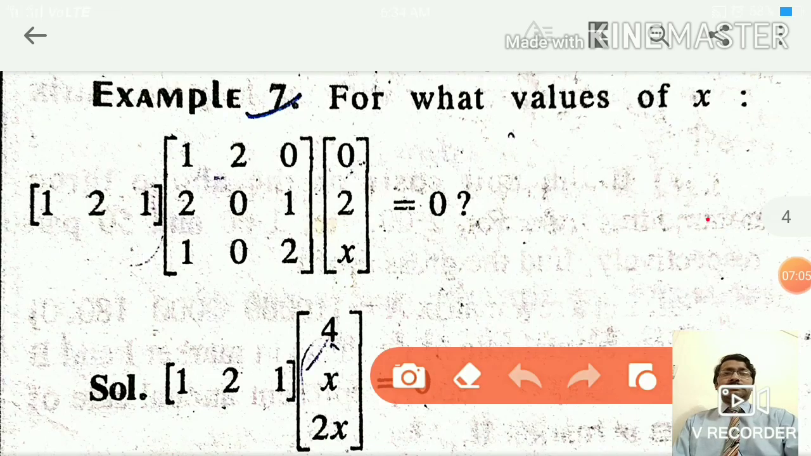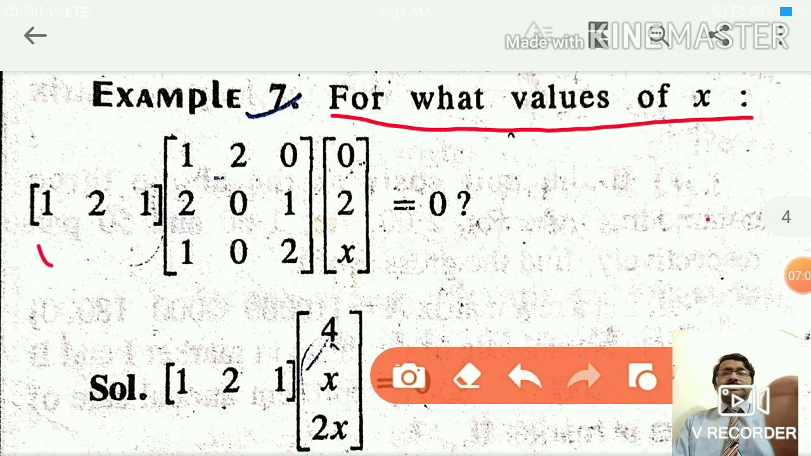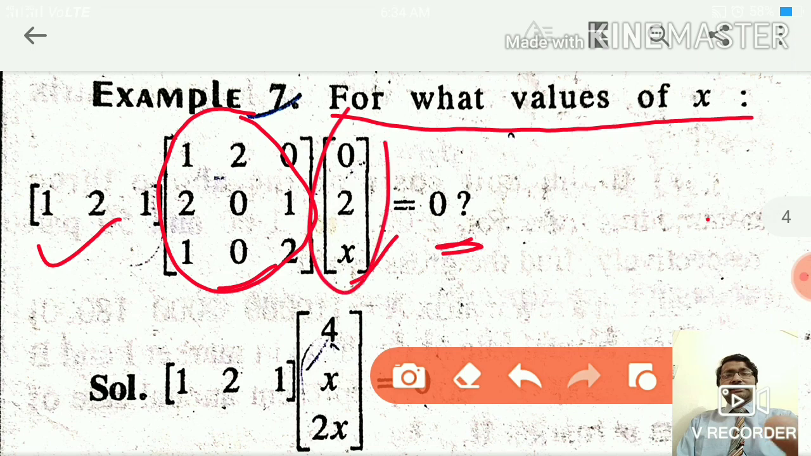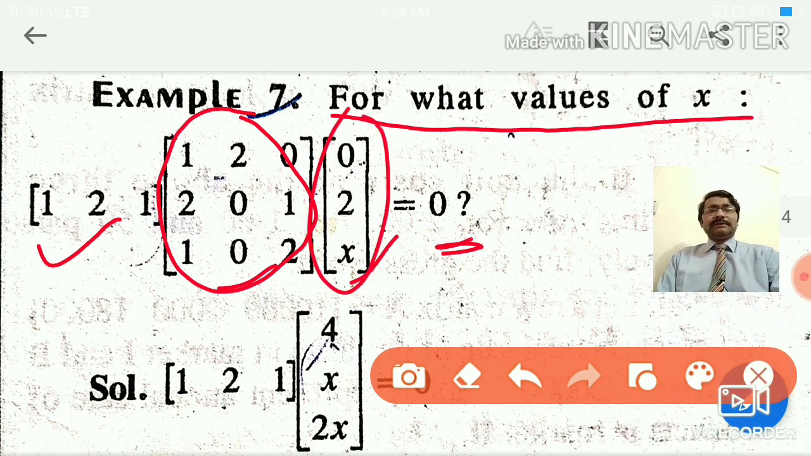Look here, for what value of x is the multiplication of these 3 matrices equal to O? O means the 0 matrix. So first you will solve the multiplication of these 2 matrices. You will do the multiplication. How we do the multiplication you already know.